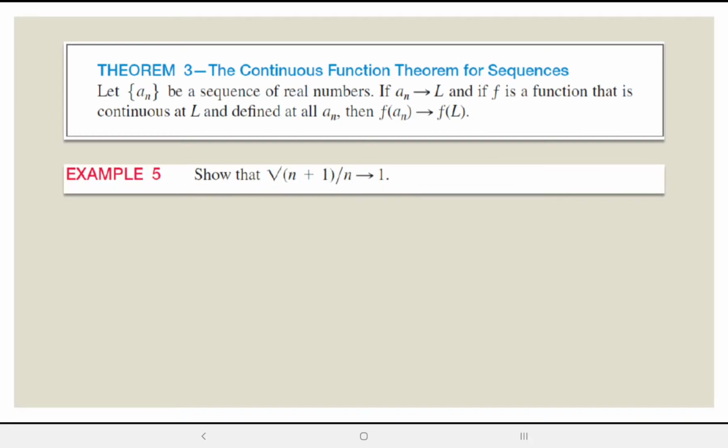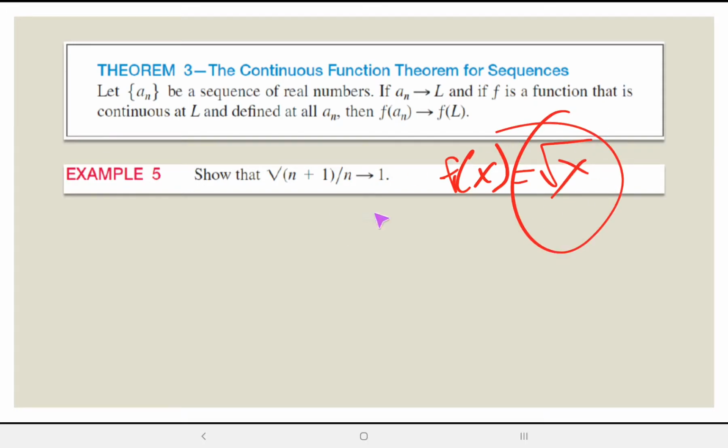Okay, show that the square root of n plus 1 over n approaches 1. Okay? So, ano yung f natin dito? I think our f of x here is equal to the square root of x. Is the square root of x continuous on 1? Yes, because we know that the graph of square root of x is continuous. Pag ganun yung itsura ng graph niya. Okay, therefore we can apply the continuous function theorem.